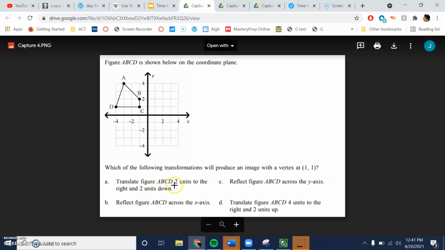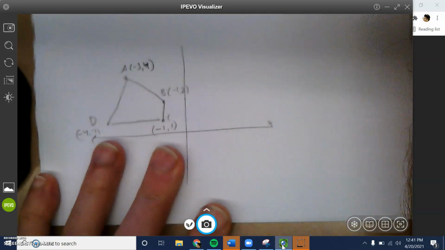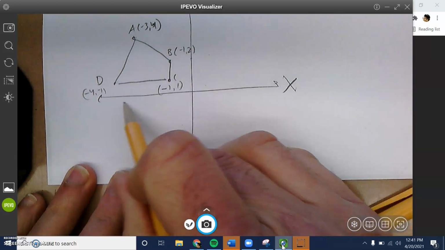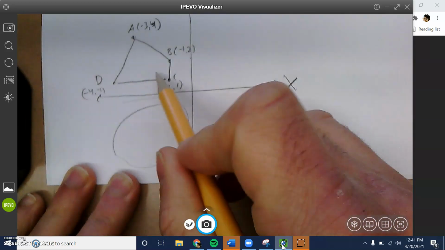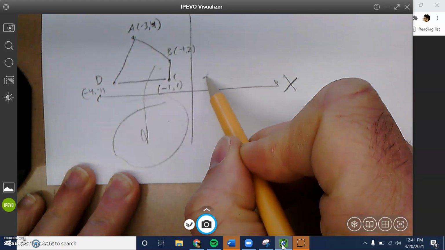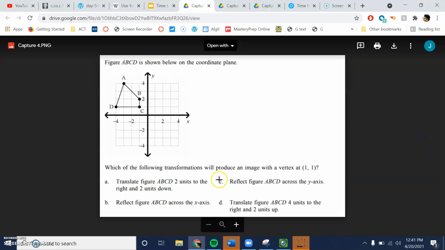So A is wrong. B, reflect the figure over the x-axis. So here's the figure right here. If I reflect across the x-axis, this is the x-axis right here, it's going to be down here. So I'm going to reflect it this way. So obviously I'm not going to get to 1, 1. That's not going to work. So B is wrong.